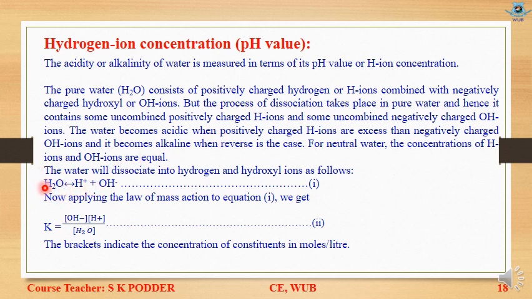When water dissociates, it produces hydrogen ion and hydroxide ion. Now, if we try to find the value of K, that is a constant, then we can write it as the concentration of hydroxide ion multiplied with hydrogen ion divided by the concentration of water, and the brackets indicate the concentration of the constituent in moles per liter.